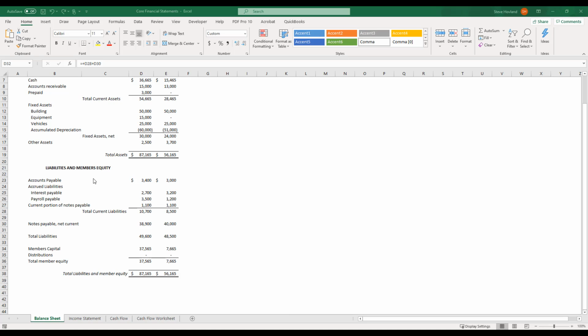So there's currently no deferred revenue in here, and I didn't want to muddy it too much, but I just want to let you know that that is also another item that shows up under the current liabilities.